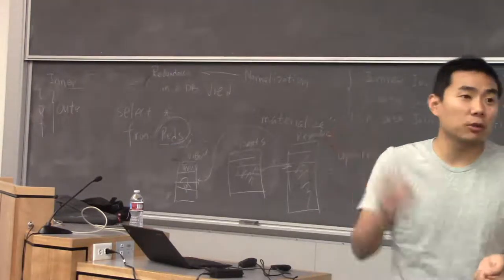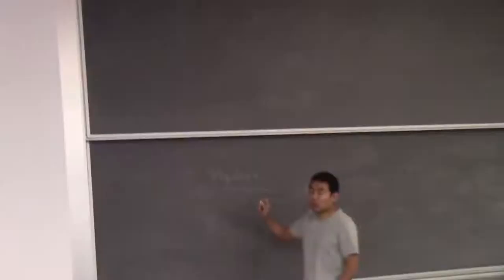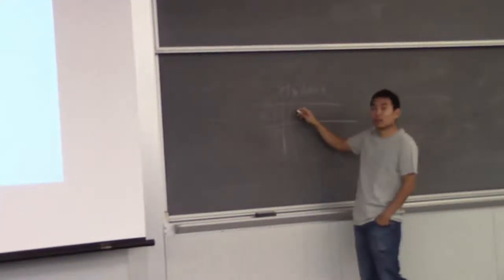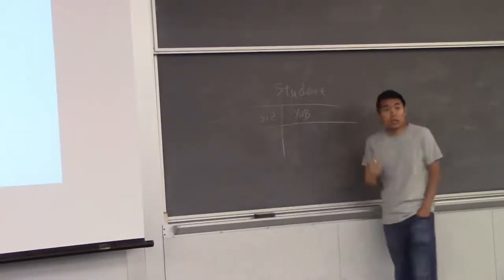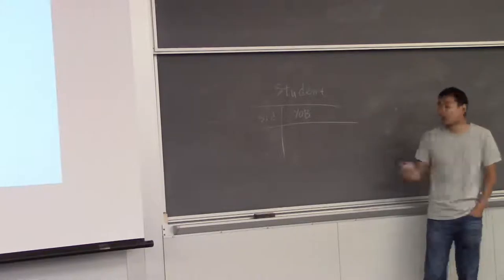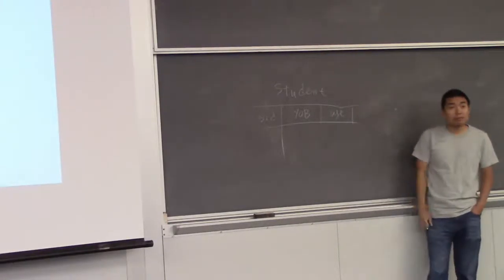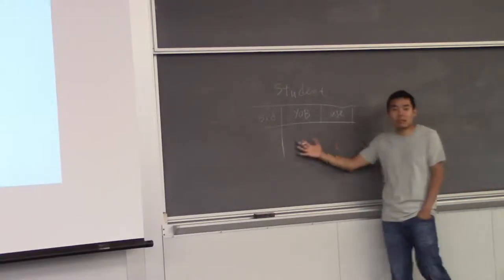For example, I'll give you a simple example. You have a student table, okay? And in this table, you store two things. Let's say you store SID, you store many things, but there are two attributes of particular interest. One is year of birth, which year you were born, okay? And you also store age. Makes sense, right? But soon you realize this is actually a very bad design.